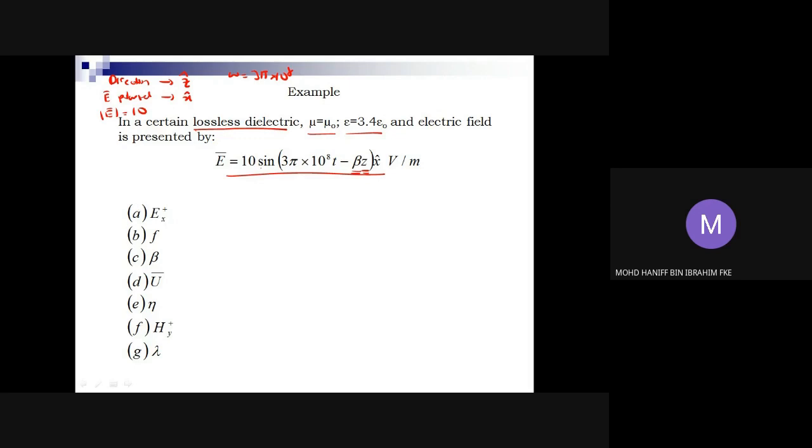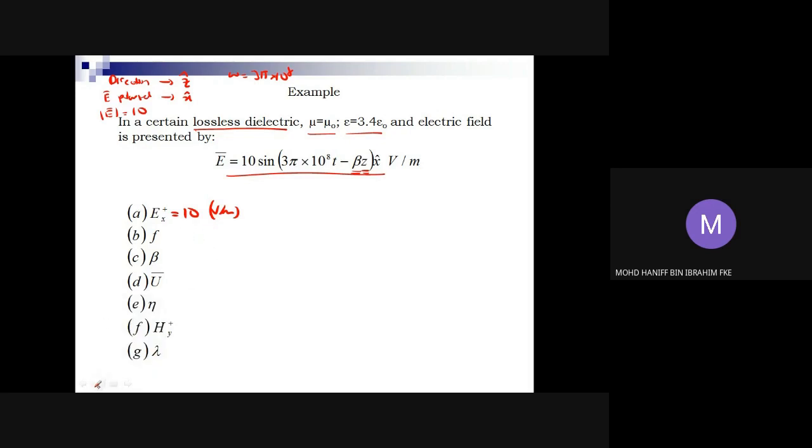Okay, so based on this, the following need to be obtained. The first one is the amplitude Ex positive, which is the amplitude of the E field. Basically, this will be 10 straight away, so 10 volt per meter, based on the given equation here. The frequency will be 10 power of 8. Sorry, not 10 power of 8, my mistake here.